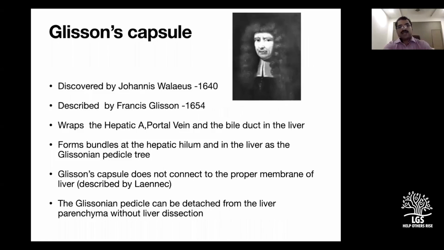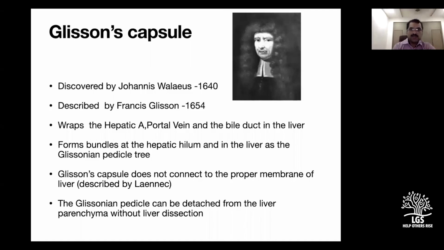So next comes the Glisson's capsule. Even though Glisson's capsule is described by Johannes Vallius, because the Walaeus sheath by Couinaud comes from that Johannes Vallius, and Francis Glisson described the Glisson's capsule. It wraps the hepatic artery, portal vein, and bile duct in the liver, and it forms bundles at the hepatic hilum and in the liver as a Glissonian pedicle tree. So you can see it as a tree starting from the base at the hepatoduodenal ligament going into the liver.